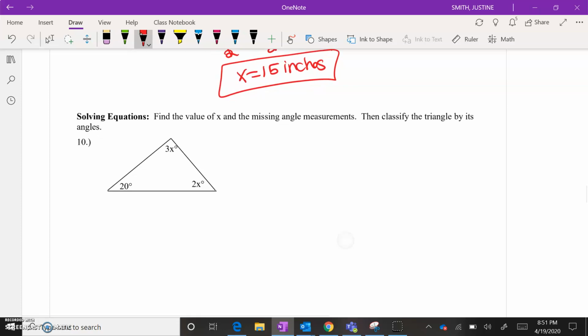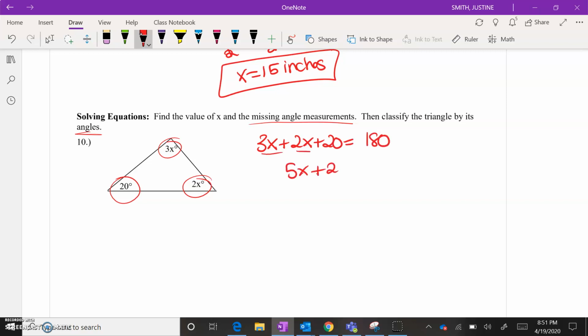And the last one, find the missing value of x and the angle measurements. Okay, then classify by angles. So again, I know that all of these should sum to 180. Okay, so I have 5x plus 20 is equal to 180. And then I'm just going to solve this. So here, this gives me what x is equal to. So x is equal to 32 degrees.